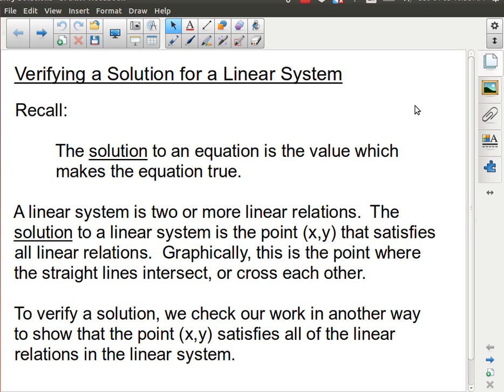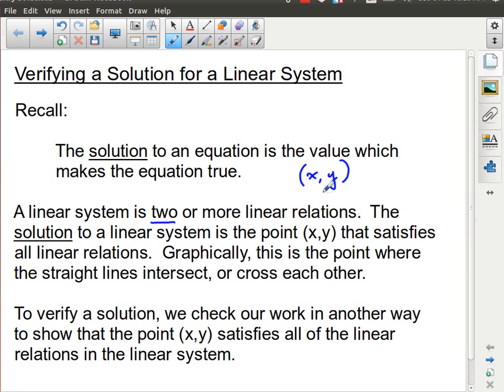So, quick refresher. First of all, when we talk about a solution in general, a solution is a value or values that make the equation true. So that's the first thing we need to remember. Now, in the case of a linear relation, a solution to a linear relation is really saying a point on that line. So when we talk about a solution to a linear relation, we're talking about a point, and that's a point x, y. If you have multiple linear relations, normally we'll be dealing with two linear relations, but if you have multiple linear relations, then you have a linear system.